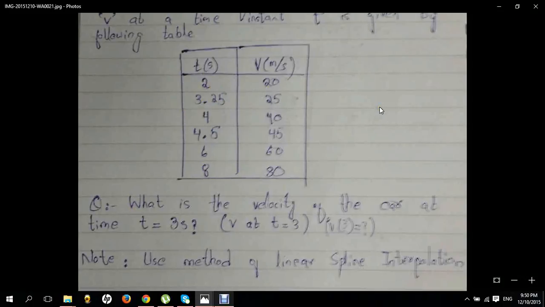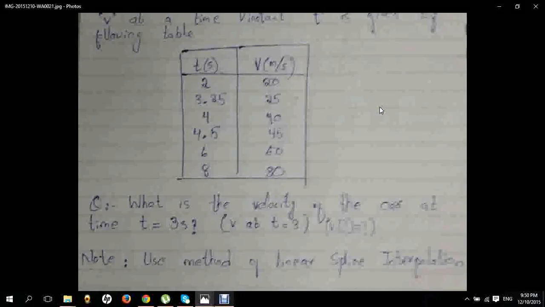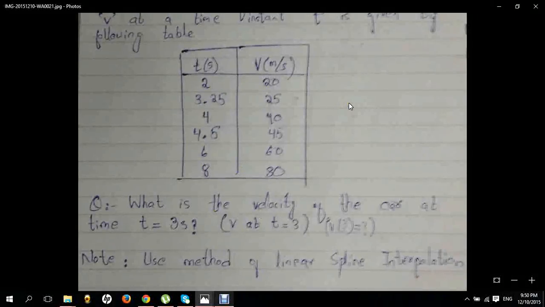The question says: what is the velocity of the car at time 3 seconds? So we have to find the velocity at the time instant of 3 seconds, by using the method of linear spline interpolation.